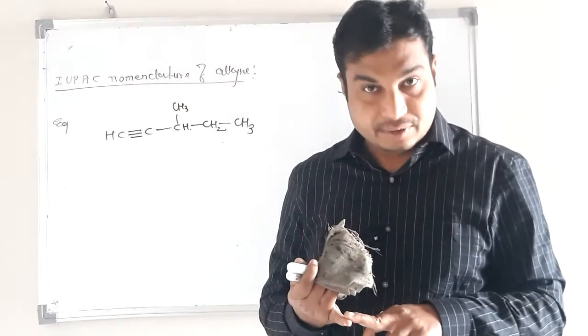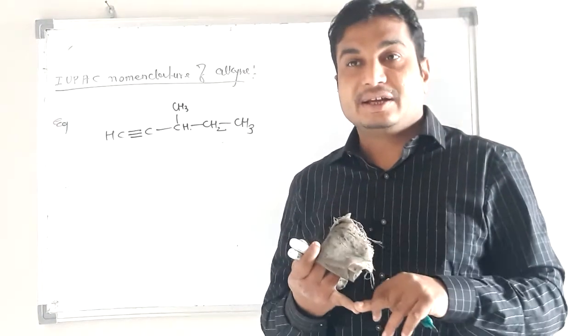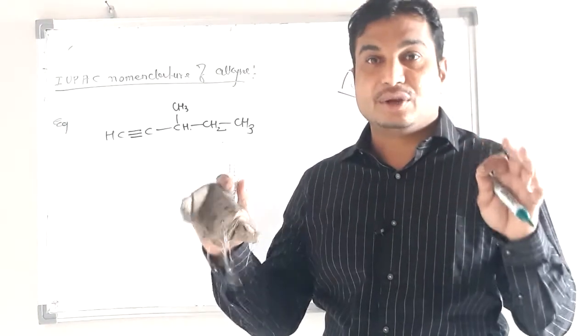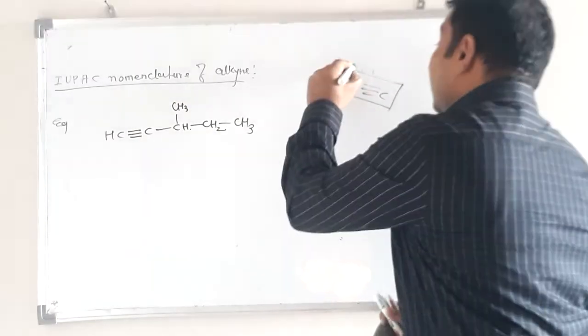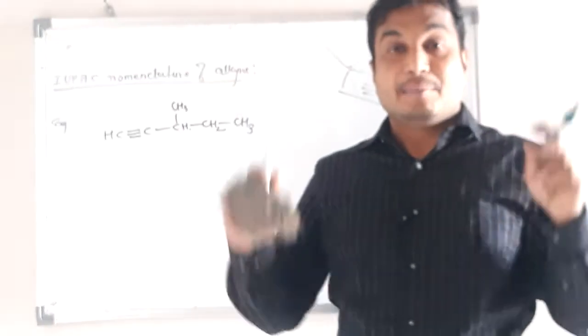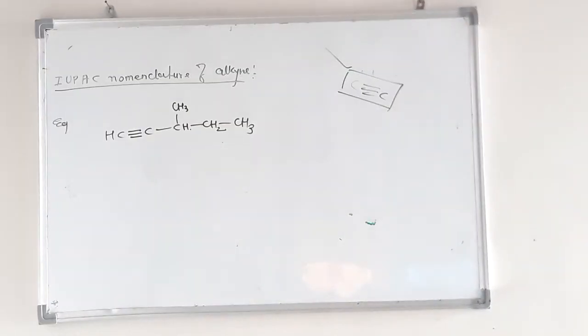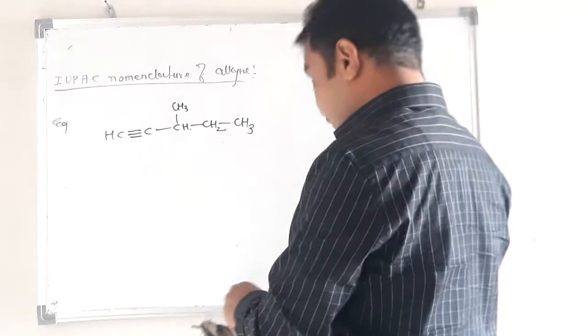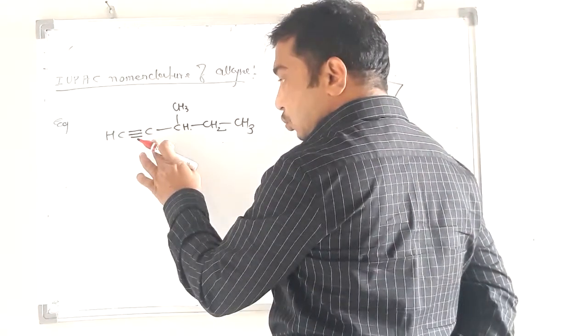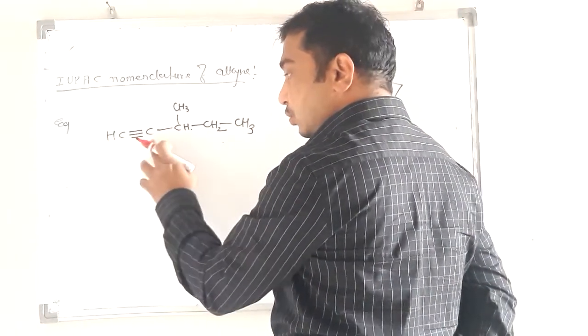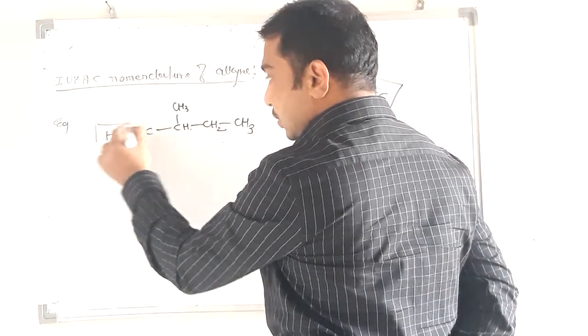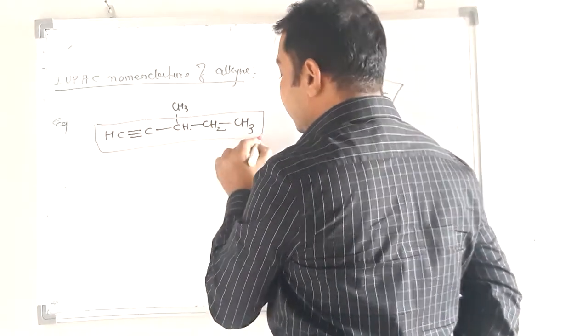Now, same rule, select the longest chain. As per our rule, we have to select the longest chain of carbon atoms containing the carbon-carbon triple bond, as well as the maximum number of substituents. In this particular example, we first select the longest chain: 1 2 3 4 5. So the longest chain is of 5 carbon atoms.